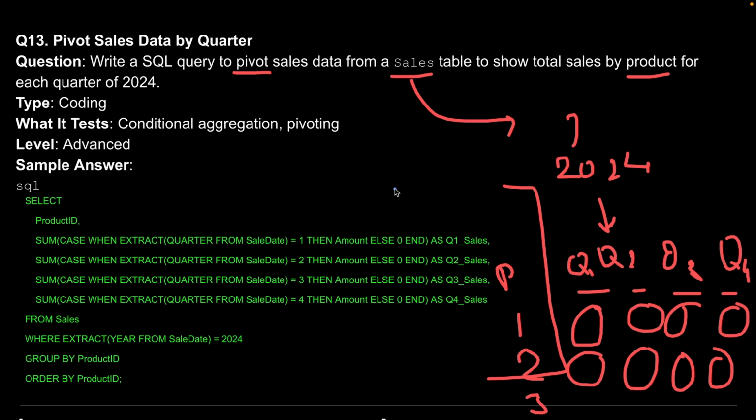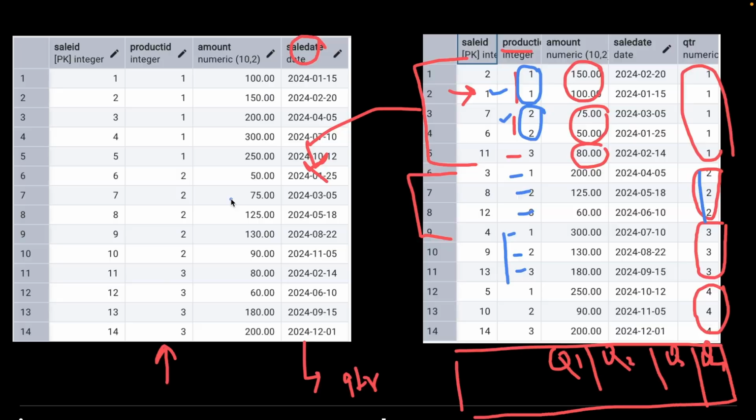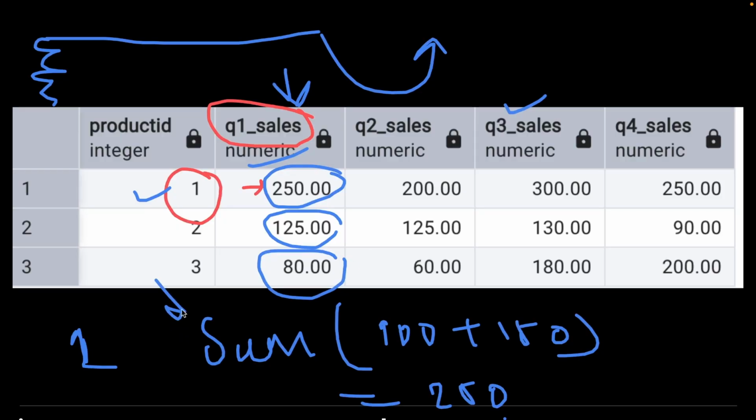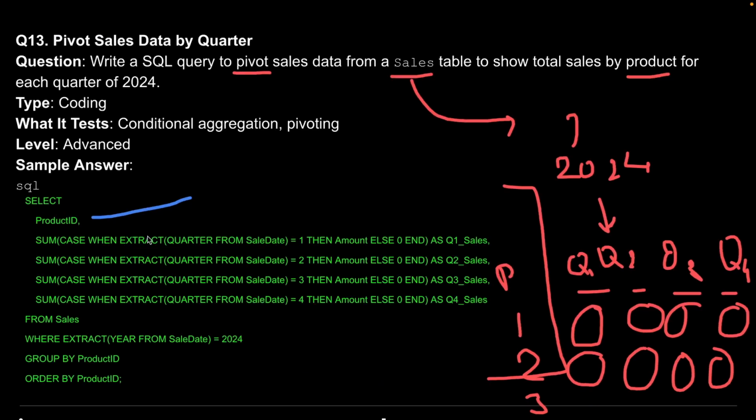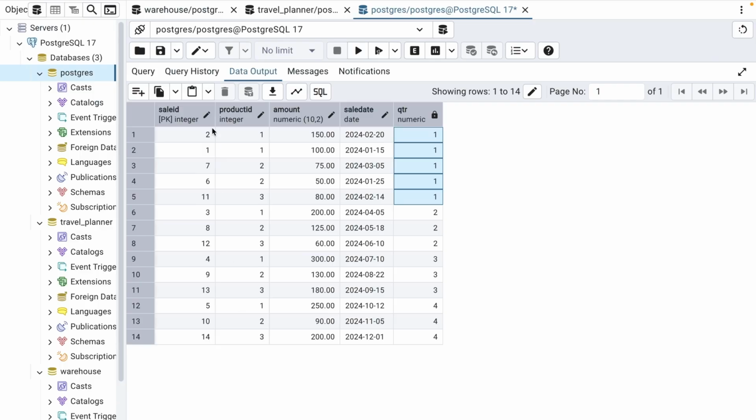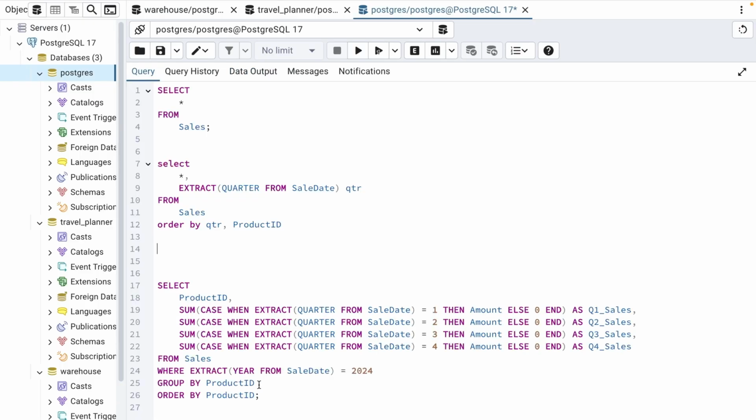Now let's understand the code. What exactly I did here is, for each product, we'll do a sum. If you see, this is the sum we are doing. Sum of what? Sum of amount, right? So first we are checking which quarter this belongs to. If this belongs to 1, then go for an amount, else 0. Okay, so now let's write the code. So this is our code.